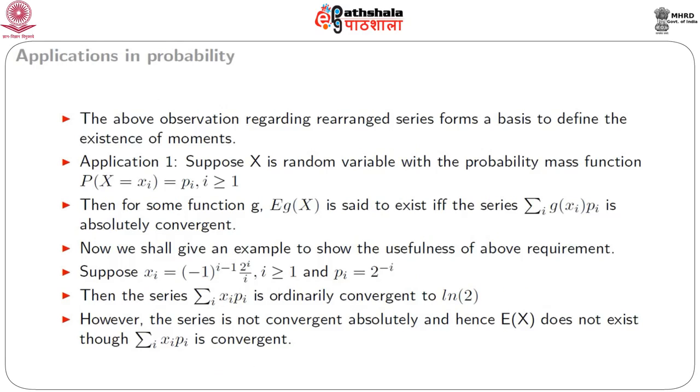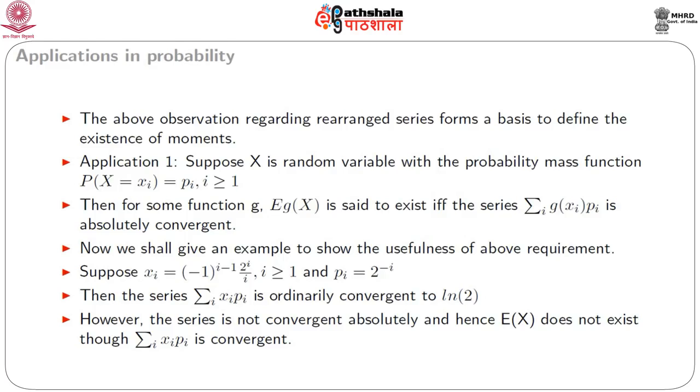So, let us enumerate the application of conditionally convergent series in probability. The above property of rearranged series forms a basis to define the existence of moments. Suppose X is a random variable with probability mass function probability X equal to xi as pi, then for some function g, expected value of g(X) is said to exist if and only if the series summation g(xi) multiplied by pi is absolutely convergent.